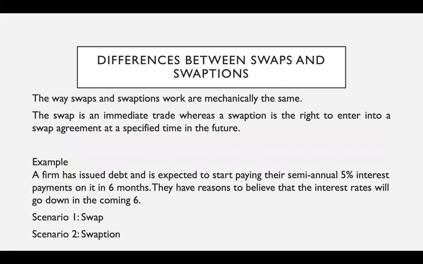The differences between a swap and a swaption. So the way that swaps and swaptions work is mechanically the same. A swap is an agreement to actually swap the interest rates, and a swaption is simply a contract where the buyer has the right to enter into a swap contract at a specified time period. So in short, the swap is an immediate trade, but a swaption is the right to enter into a trade later on in the future.